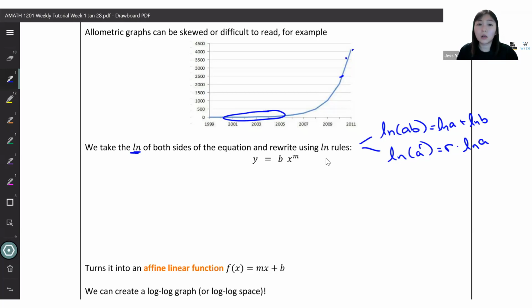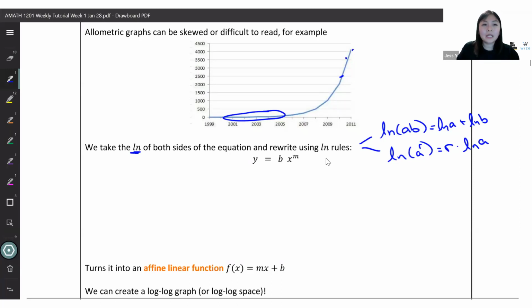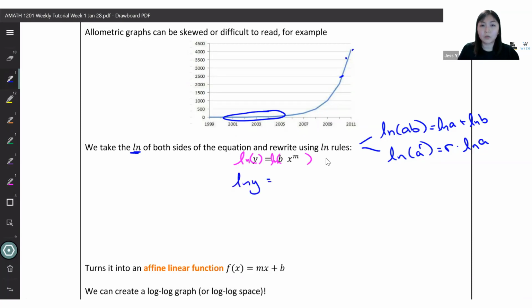So by using these two ln rules, now we can transform this equation. This is an allometric relation, right? y equals bx to the m. There's some kind of power on it. I'm going to take the ln of both sides. So ln of this side, ln of this side. But then we can use our ln rules to simplify this. So we have ln of y equals, now I have two things multiplied here, b times x to the m. I can split them up into a sum. So this is ln of b plus ln of x to the m.